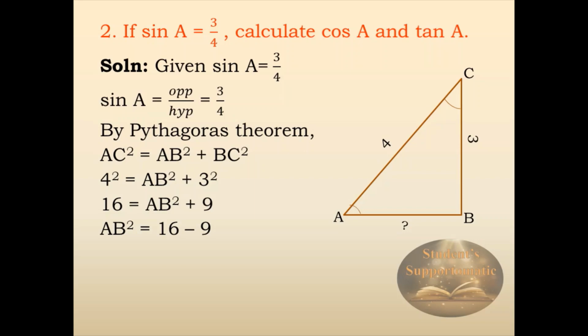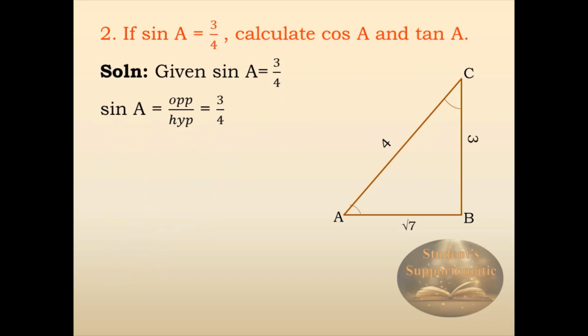So we take the 9 to the LHS. Then AB square is equal to 16 minus 9, so AB square becomes 7. AB is equal to square root of 7. So we get the adjacent value as square root of 7. With respect to angle A, the opposite value is 3, the hypotenuse value is 4 and the adjacent value is root 7.